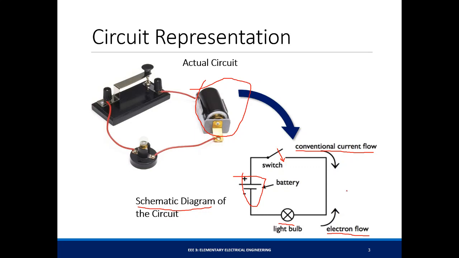For all intents and purposes of this lecture and all circuit analysis, we assume that the conventional current flows. We assume a positive charge flowing across your circuit. So therefore, it flows from the negative to the positive of a battery.